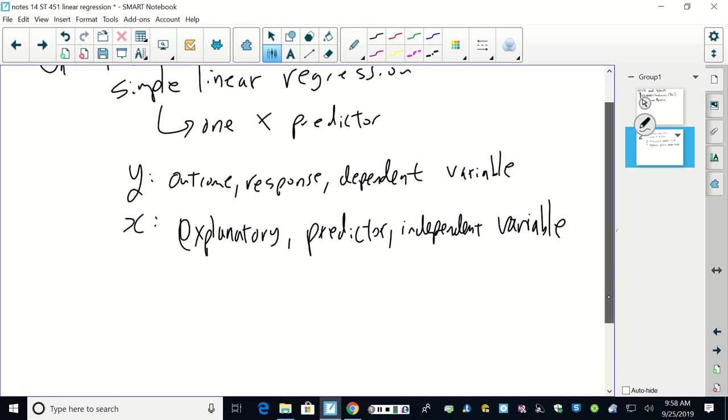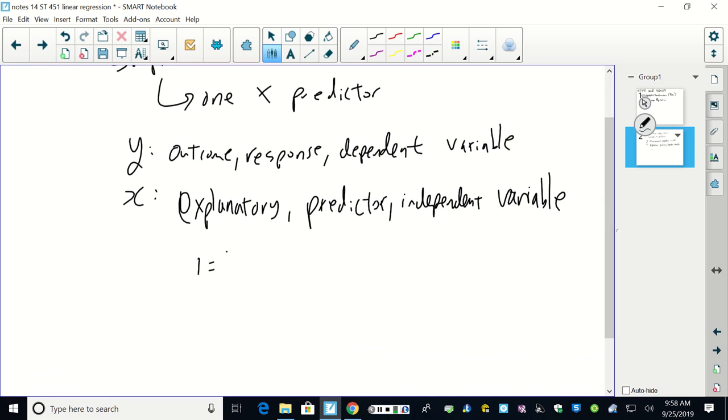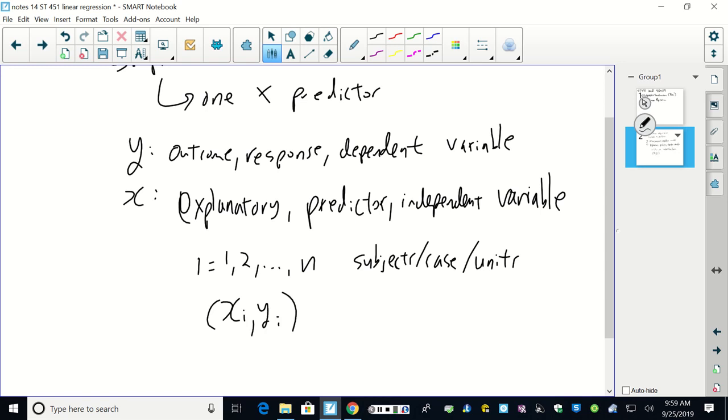And i is going to index our subjects or cases or units that we're experimenting on. And so for each one, we observed an x and y pair. So we have n observations on these pairs.